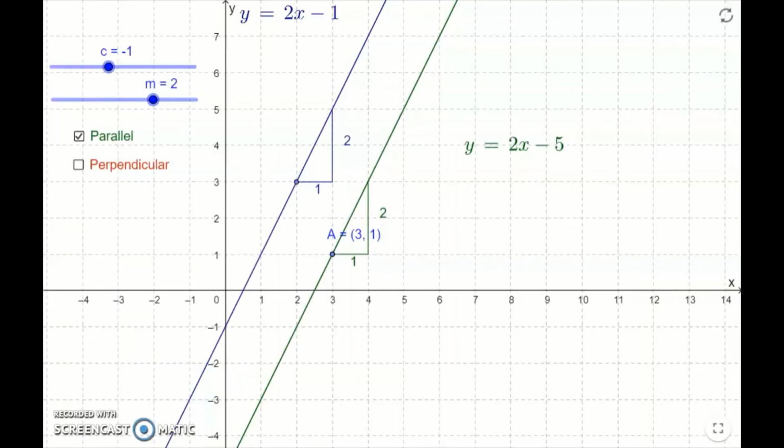So if we can find the equation of a line parallel to a given line, can we find the equation of a line that is at right angles to it, perpendicular to it? And the answer is yes, we can. Now if it's going to be at right angles, this original line, the blue line here, has a rise of 2 and a run of 1.